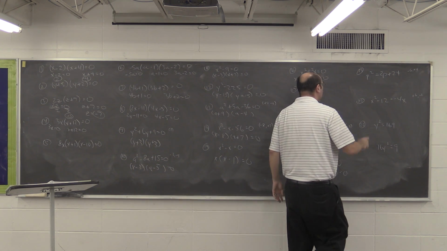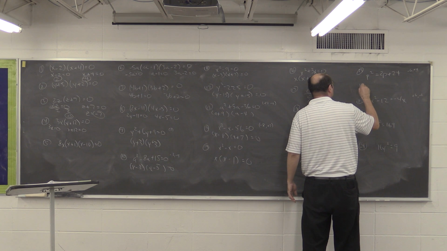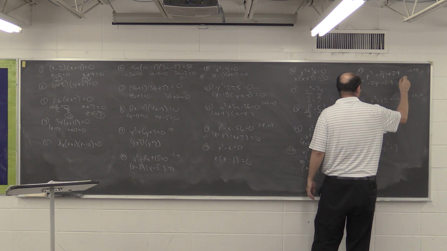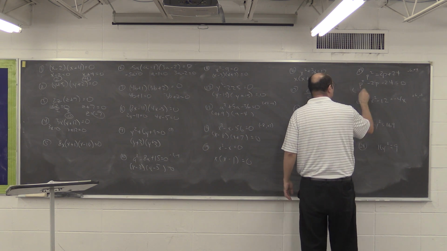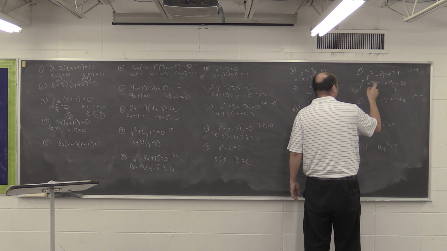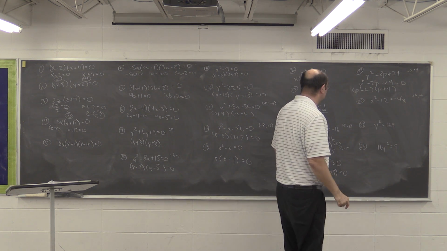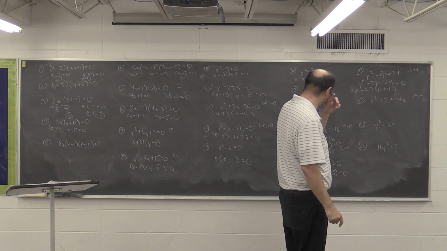Number 21, we're going to put everything over on the other side. We're going to subtract 2p. We're going to subtract 24, leaves 0 on the right side. And we got p minus 6, p plus 4. When multiplied is a negative 24. When added is a negative 2.